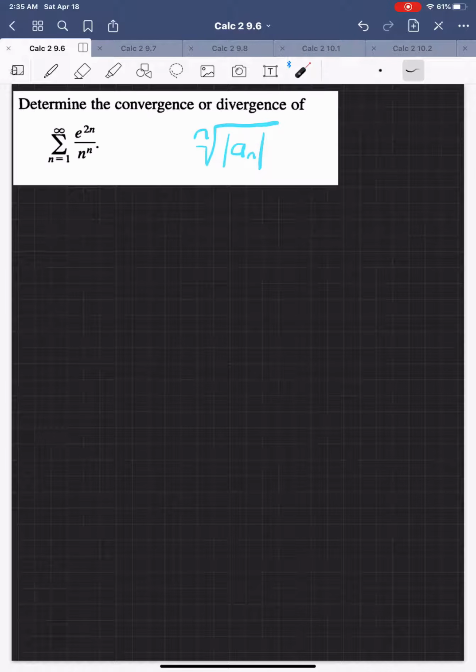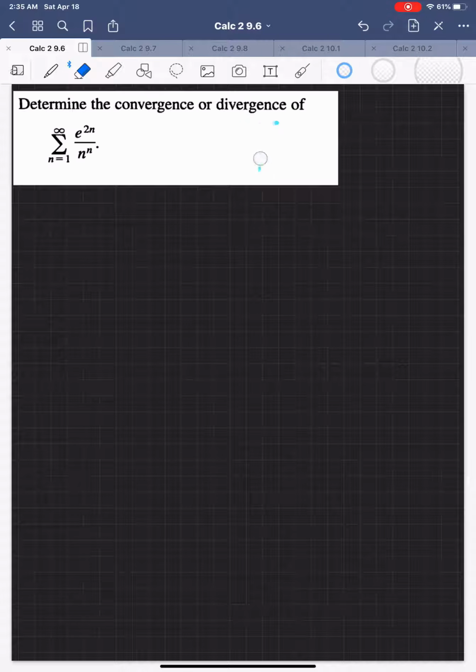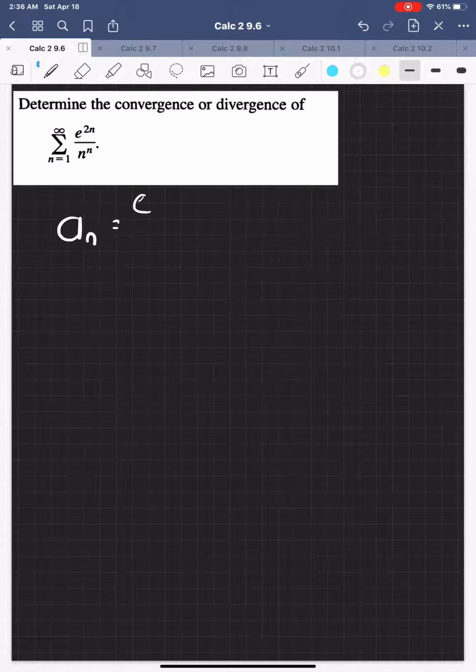In this case, I would not fault you if you started with trying to use a ratio test. In fact, if you can finish it using a ratio test, do it. If it's very messy, very complicated, then let's try the root test. So let's identify that a sub n, in this case, is e to the power of 2n over n to the power of n.